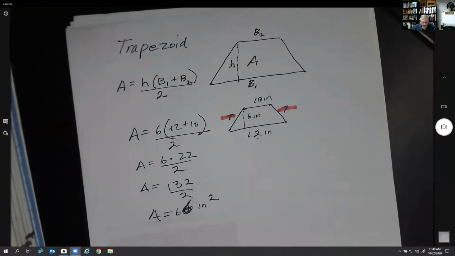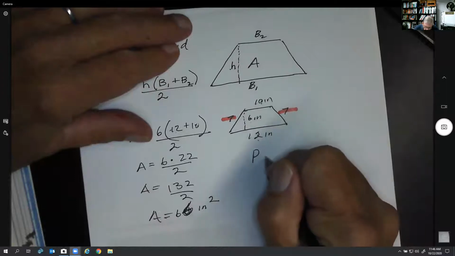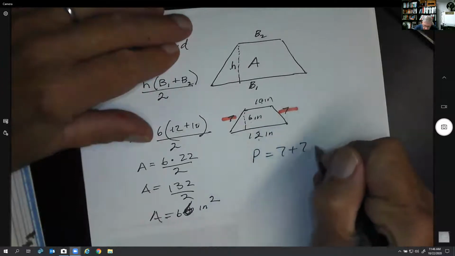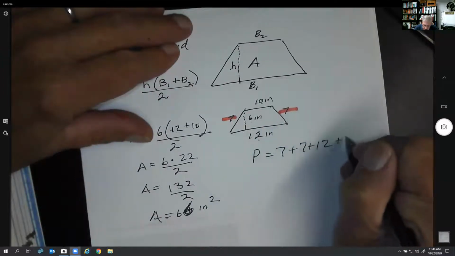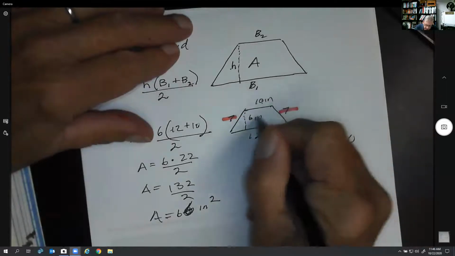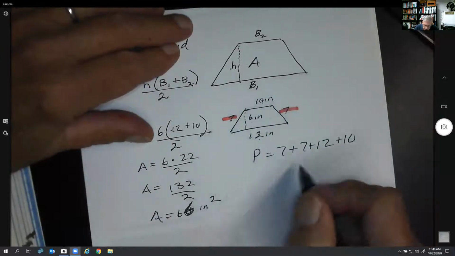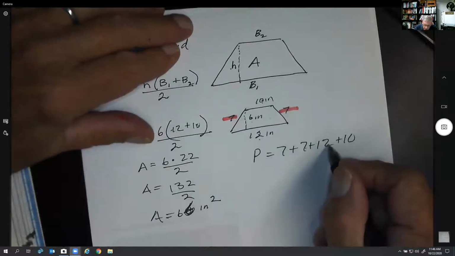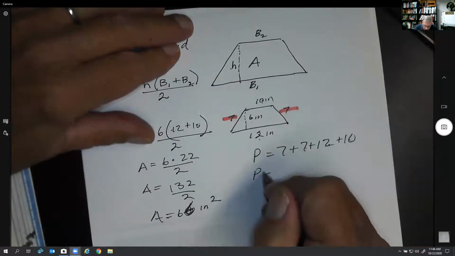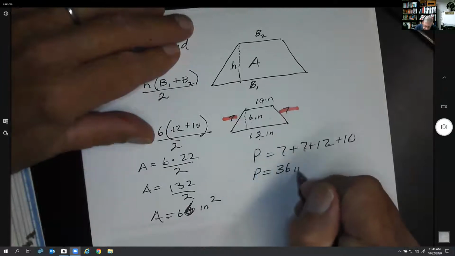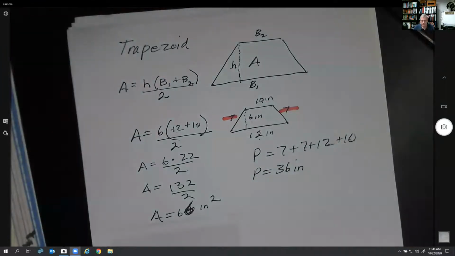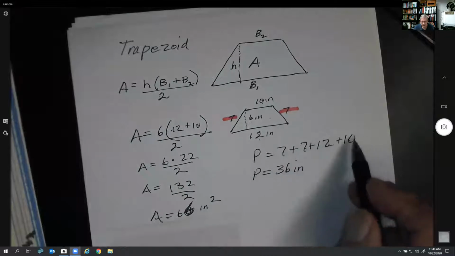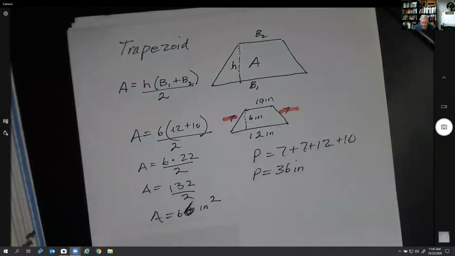If we wanted the perimeter, we would just add the 7, the 12, and the 10, but not add the 6 because that's inside. So this would be 7 plus 7 is 14, and 12 is 26, plus 10 is 36. And that would just be inches. So we could add that up.